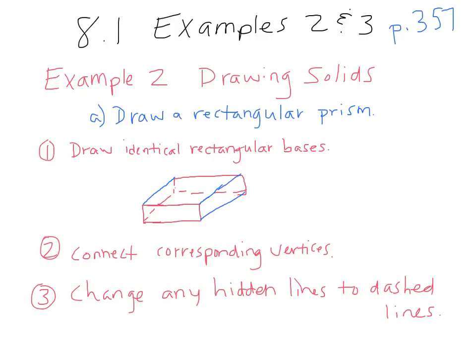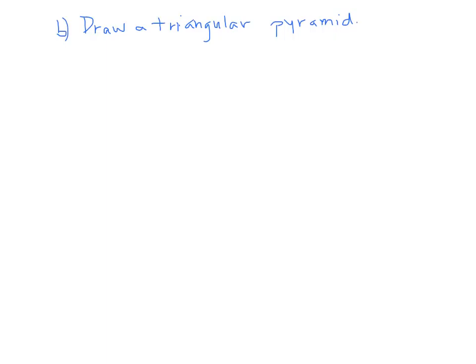So again, these are the steps when you're drawing a prism. That's important that you know this is a prism. Identical rectangular bases, if this is a rectangular prism. Connect the corresponding vertices, change any hidden lines to dashed lines. The second example is drawing a pyramid.